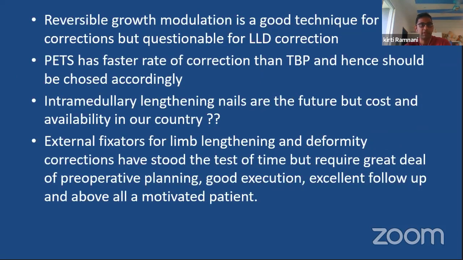So summarizing, reversible growth modulation is a good technique for angular correction, but it is questionable for LLD, limb length discrepancy. If you have to use it, then PETS has a faster rate of correction and should be used. Intramedullary lengthening nails are the future, but again, cost and availability in our country is a concern. And external fixators for limb lengthening and deformities have stood the test of time, but they require a great deal of operative planning, pre-op planning, good execution, excellent follow-up, and above all, a motivated patient.